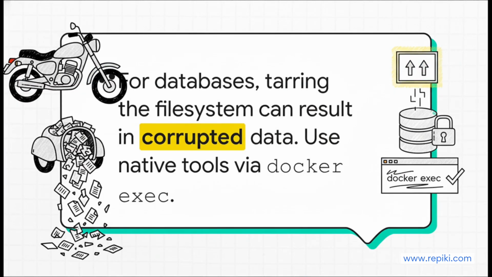Okay, now for a super important warning. That sidecar method is awesome for regular files, but it is absolutely dangerous for live databases. Why? Because just copying the raw database files while it's running can give you a corrupted, inconsistent mess. So for any database, Postgres, MySQL, whatever, you have to use its own native backup tools, like pg_dump or mysqldump. And you usually do that by running the command inside the live database container using docker exec. That's the only way to guarantee you get a safe, reliable snapshot of your data.